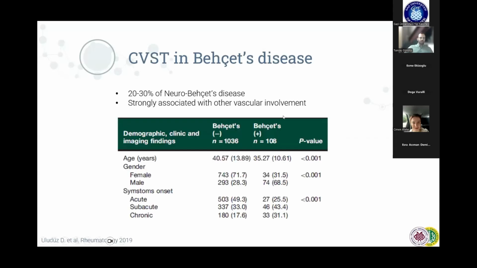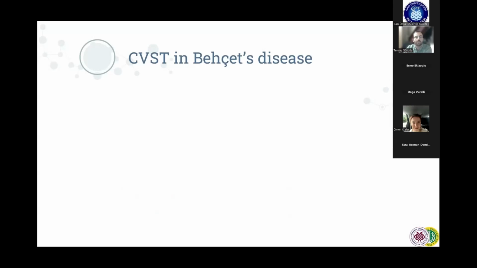And so this is a very big study, a MENA study, which has 108 Behçet's disease CVST patients, which show that these patients have a subacute and chronic disease compared to the other causes of CVST, where half of them are acute and 85% are acute or subacute. So this is one differential feature of vascular neuroBehçet's disease. This is a subacute chronic disease.